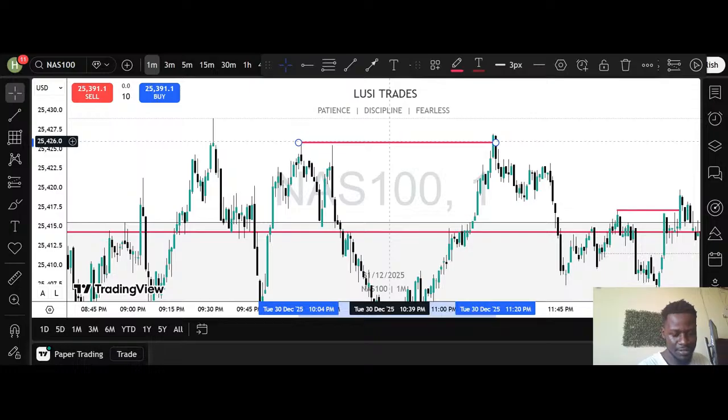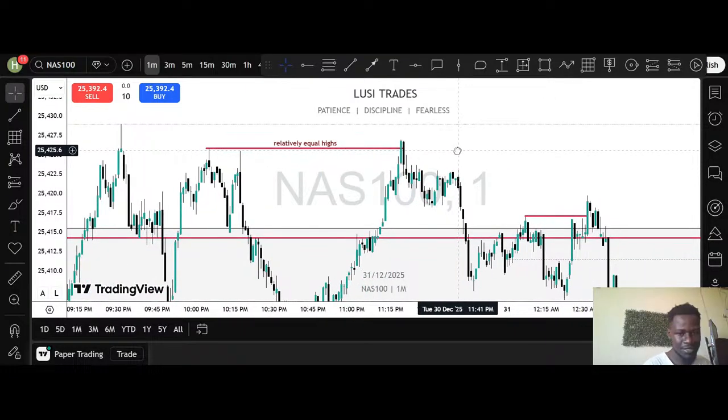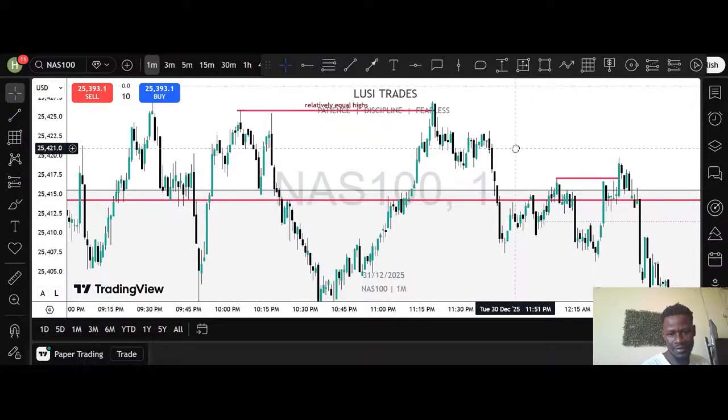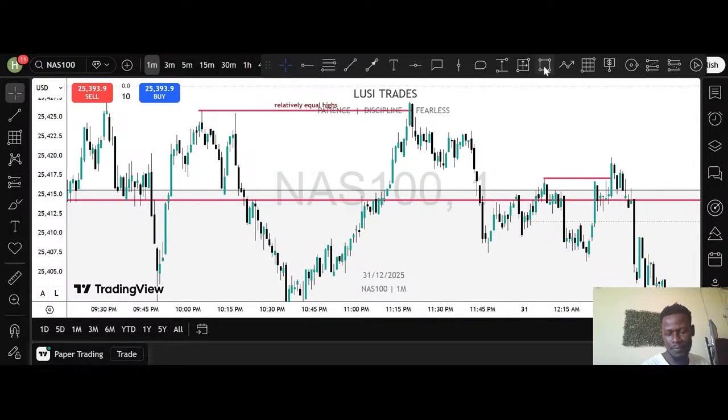So let me just write relatively equal highs. Okay, so what happens is that maybe we check out those relatively equal highs. So price does this, yeah, we run lower, and then give us all of these imbalances in price. So price reacts to this level.